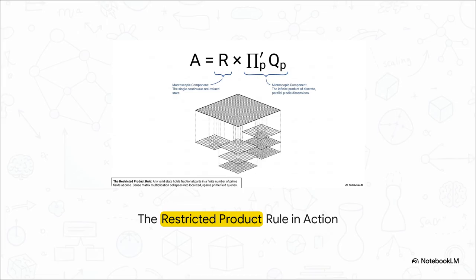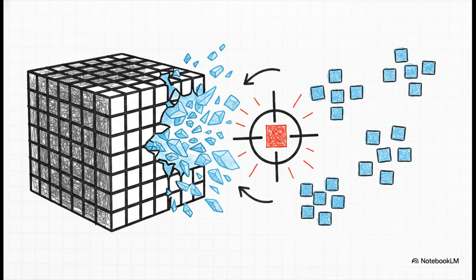But underneath it, the data is factored into an infinite series of smaller, discrete quantum dimensions. You are no longer searching one massive, overwhelming plane. You're querying parallel, infinitely factored prime fields. So what does this actually mean in plain English? Basically, any valid state holds fractional parts in a finite number of prime fields all at once. By mathematically breaking the continuous sequence into discrete p-adic dimensions, dense matrix multiplication literally just collapses.